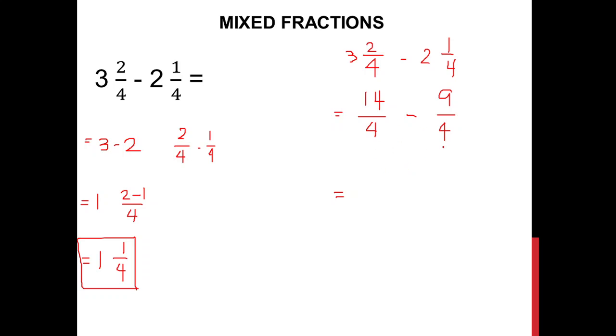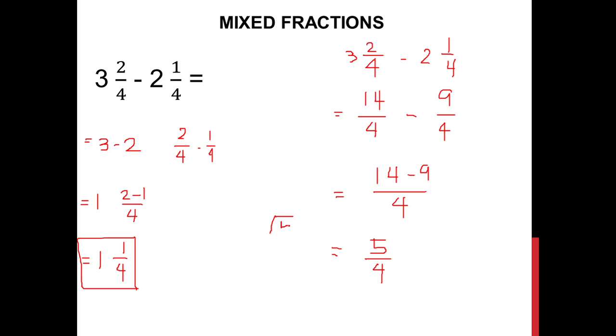So we have similar fractions. Let's just copy the denominator here. So we have 14 minus 9. 14 minus 9, that is 5 over 4. So we have an improper fraction because our numerator is bigger than the denominator. So let's transform this one into a mixed fraction.